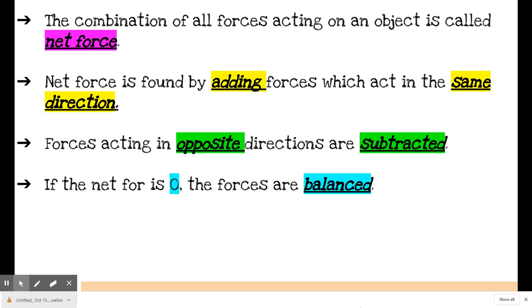Okay, so if the net force is 0, then we say the forces are balanced. And in this case, there will be no change occurring, right? If it's balanced, there's no change that's going to happen.